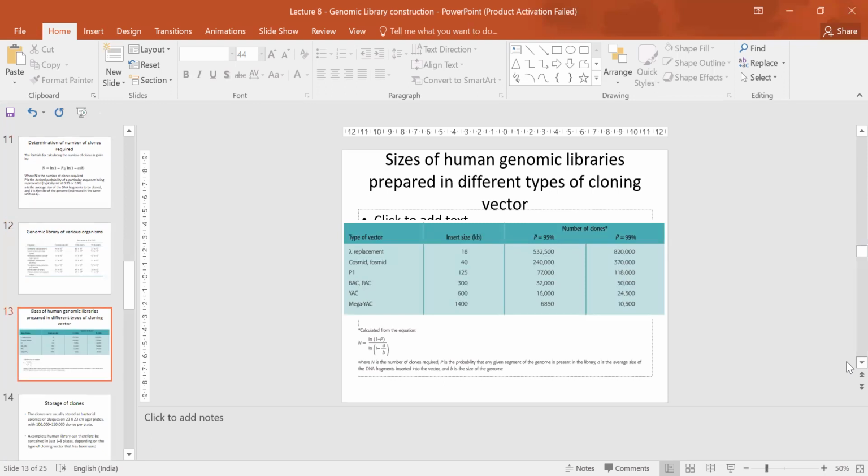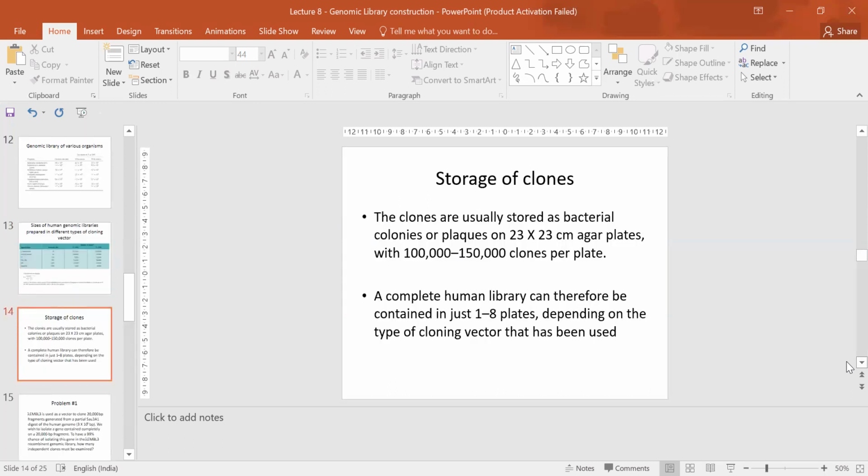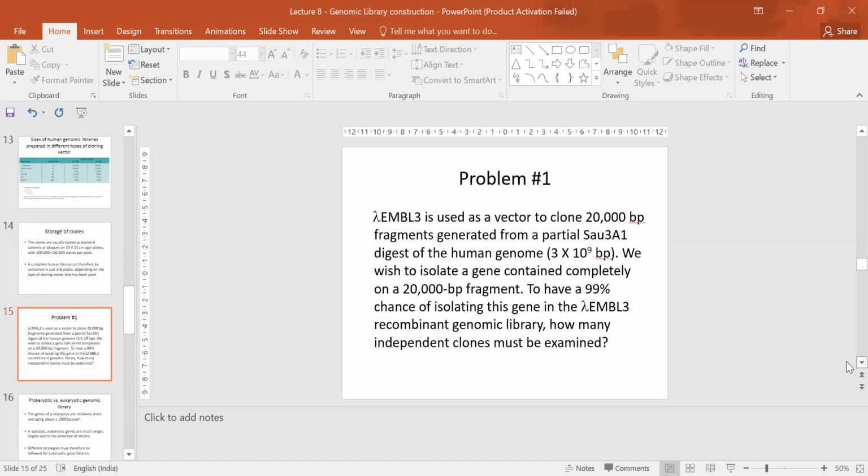So we can actually use this formula to find out the answer of the typical question. So it's problem number one. You can actually do it on your own using that same formula.